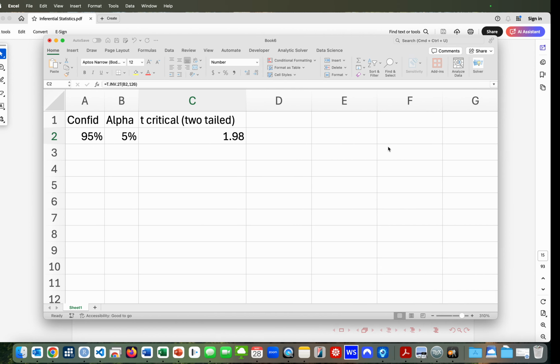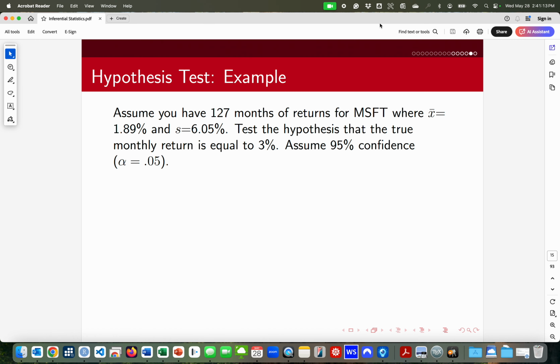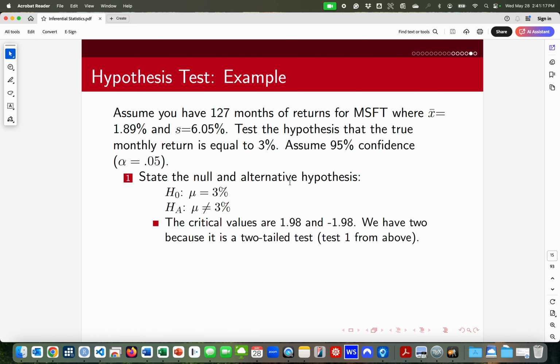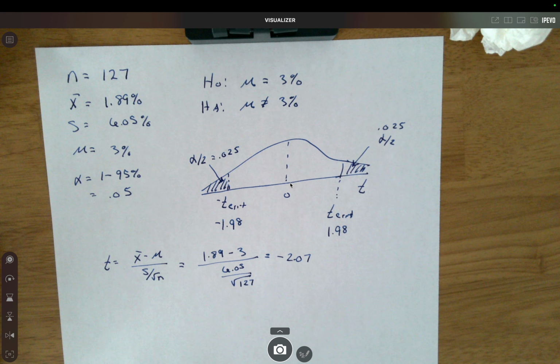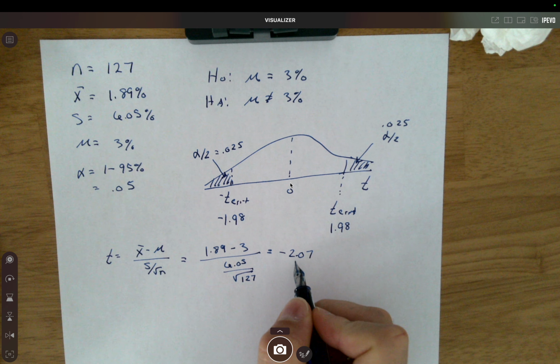And I already have that calculated in the notes. So we wrote down the null and alternative. We found the critical values using that method in Excel. The test statistic that we get here is negative 2.07. I didn't want to do this math by hand, so it's negative 2.07.